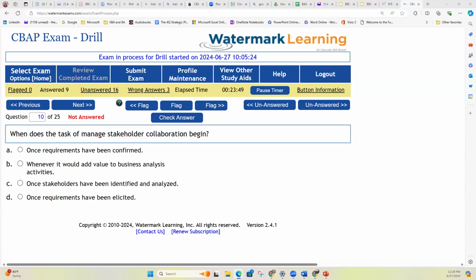Manage stakeholder collaboration, that task. Sorry, I'm having trouble getting my cursor back on that screen. Manage stakeholder collaboration begins once requirements have been confirmed. Okay. Why do you think that? I'm thinking about the order of the elicitation. Maybe I'm wrong, but yeah.